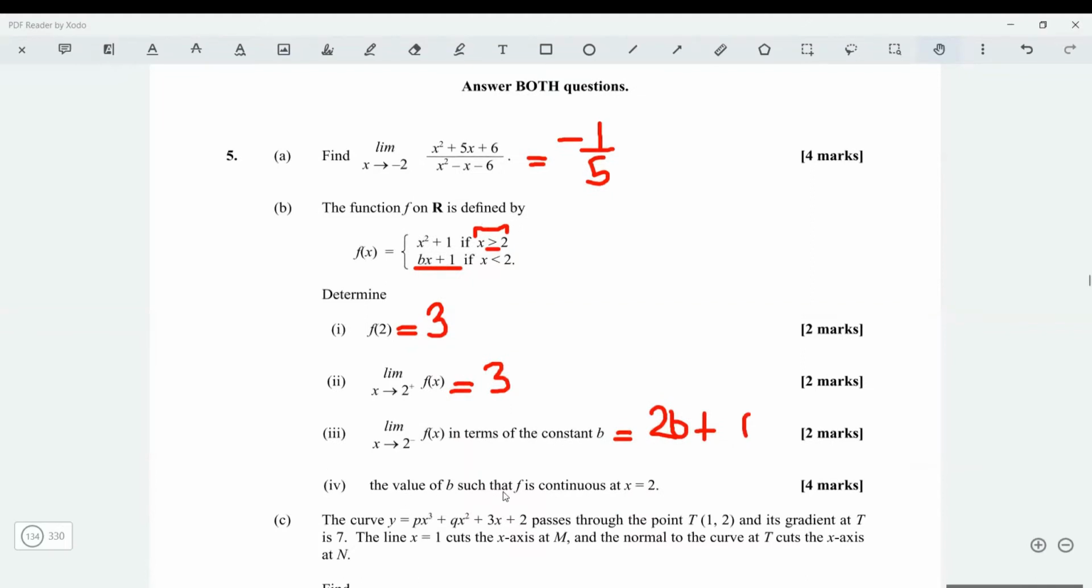Now it says find the value of b if f is continuous. If f is continuous, then the limit from the left is equal to the limit from the right. So all you'd end up doing is set 2b plus 1 equal to 3. Bring over the 1, you get 2b equal to 2. So you end up getting b equal to 1. That's it, b equals 1, for it to be continuous. 4 marks for that, you know.